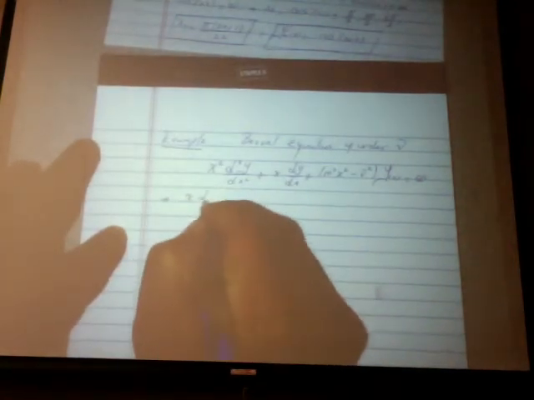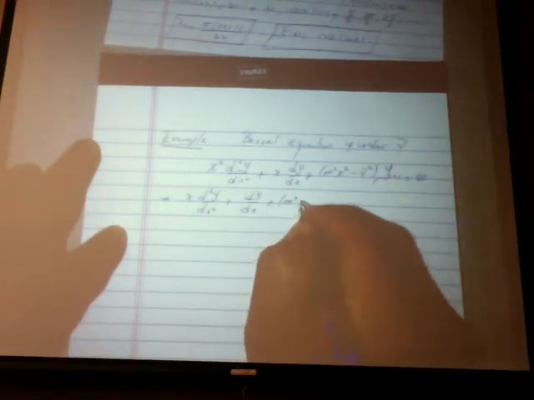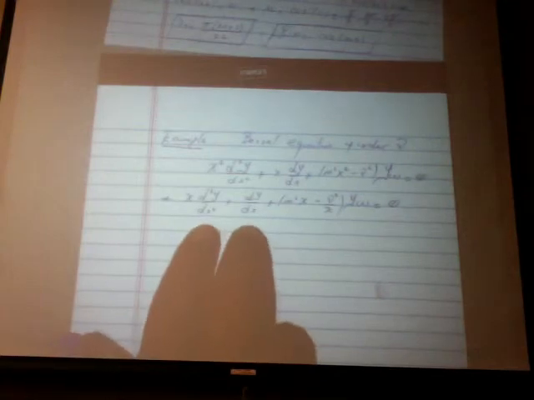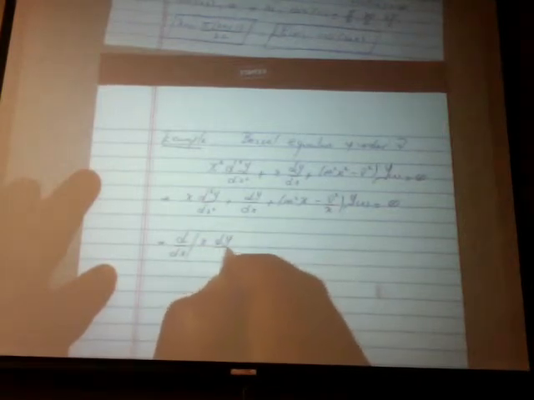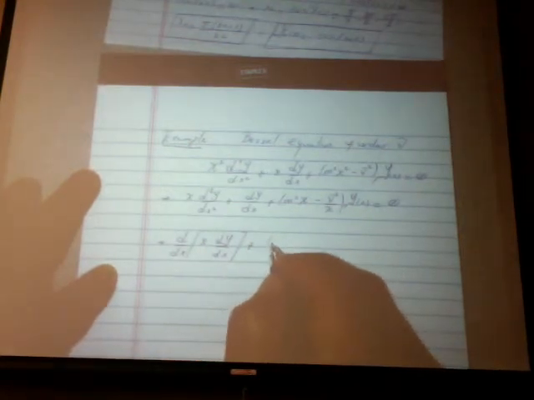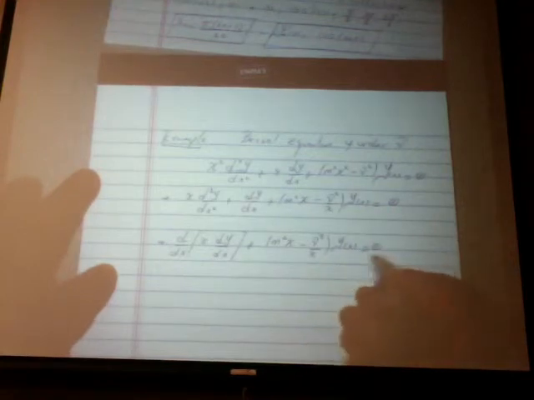But we can try to make it look like one. First thing we do is divide the whole thing by x. So x d squared y dx squared, plus dy dx, plus m squared x minus nu squared over x, y of x is equal to 0. And now we can group these two terms right here into d dx of x dy dx, that will make up these two, plus m squared x minus nu squared over x, y of x is equal to 0. That's the same equation.